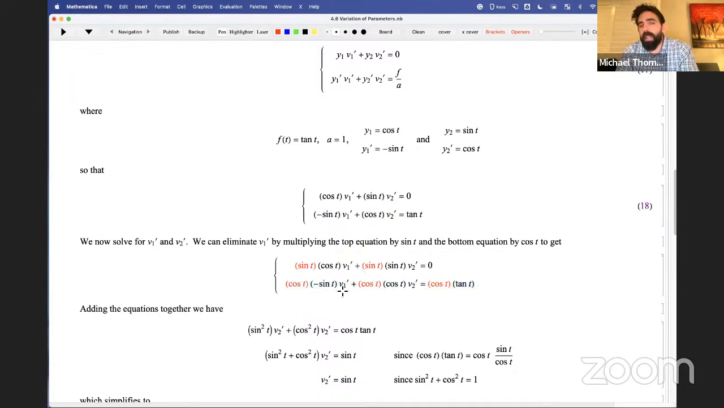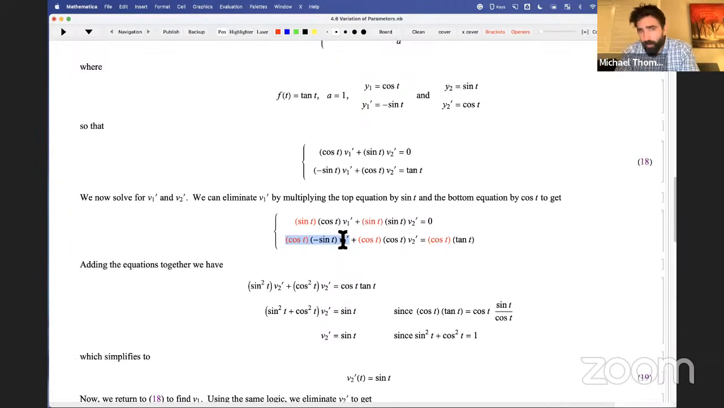Do you notice that these guys are opposites? Like if I added this guy to this guy, the v1 primes would disappear. They'd get killed. Do you see that? Okay, so that's what we're going to do. This is the standard elimination method from algebra. So we're just going to add the equations together, and we're going to eliminate v1 prime, and then we'll just have an equation in v2 prime, which we can solve.